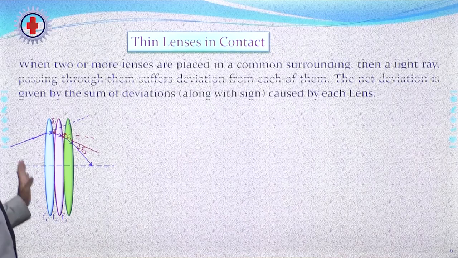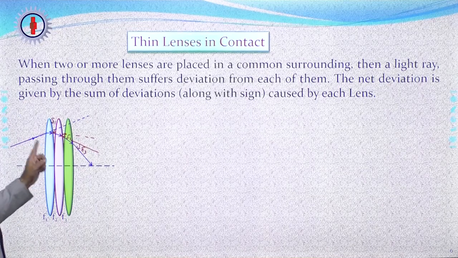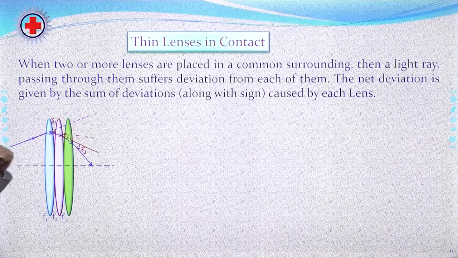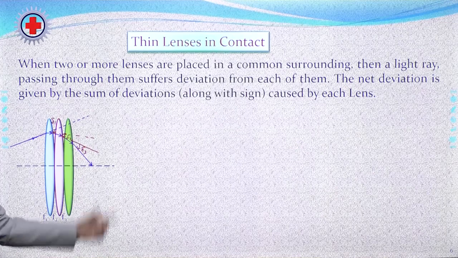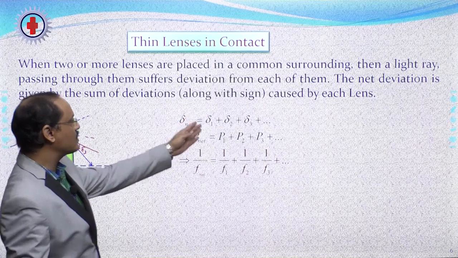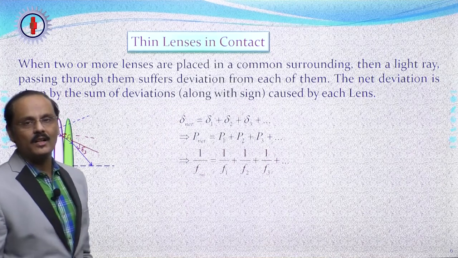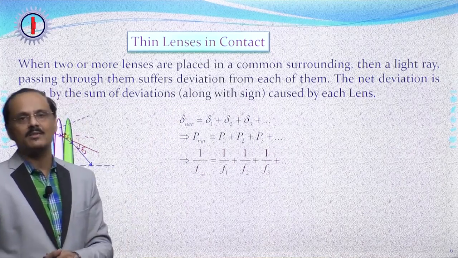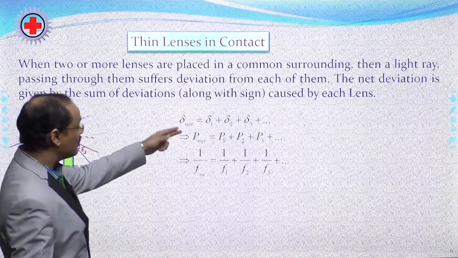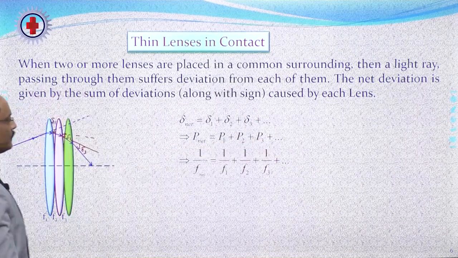When we add up these deviations, be careful about the sign. If one is deviating in the opposite direction, then we need to subtract that deviation. So, deviations have to be added along with their signs. So, net deviation is the sum of deviations caused by each lens. Deviation is related to power. If one can deviate or bend light rays by a larger amount, it is more powerful. So, deviation and power are proportional. From there we can write net power is the sum of power of each lens and mirror.